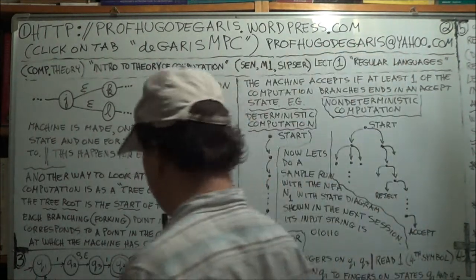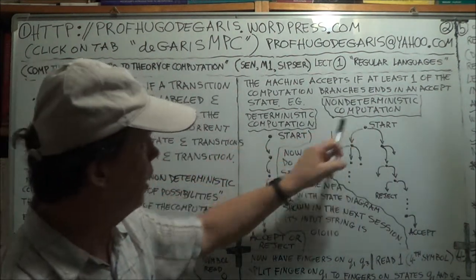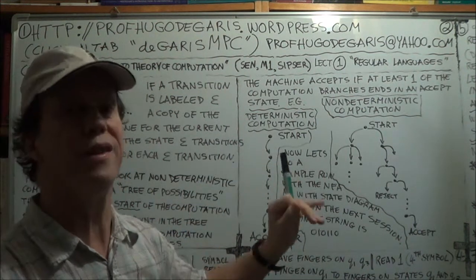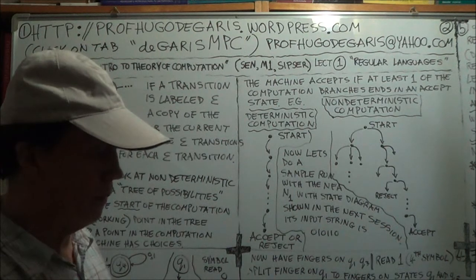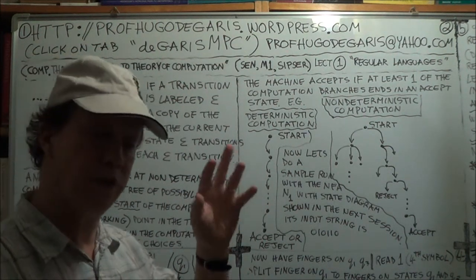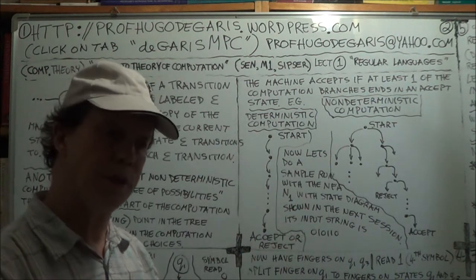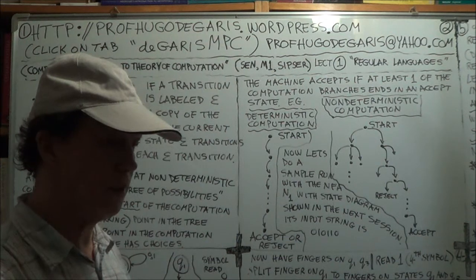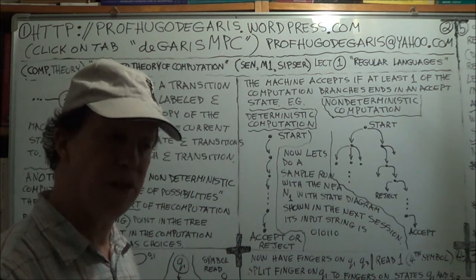Okay, so you can look at computation. Now there are two broad categories, right? Deterministic computation, so your next state is determined. It's fixed. There's no choice. There's no branching. For a given current state and a given input symbol that you're reading, in deterministic computing, with certainty, you know the next state.